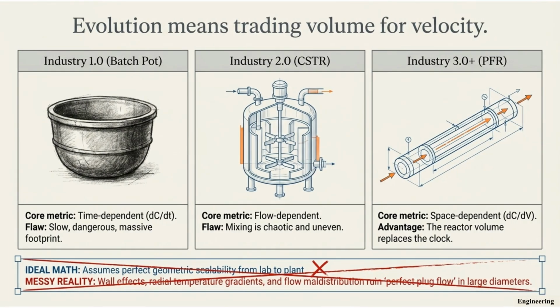Industrial evolution has shifted from simple batch pots to plug flow reactors. We've traded volume for velocity, but this introduces new complexities. Large diameter reactors struggle with flow maldistribution and temperature gradients, proving that simple geometric scaling from lab to plant rarely captures the messy reality of industrial physics.